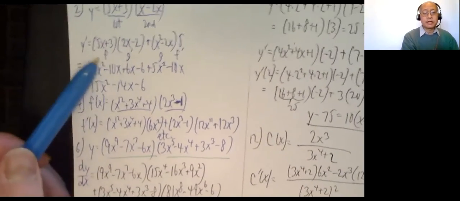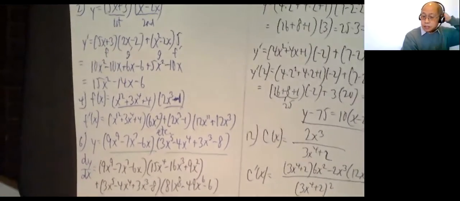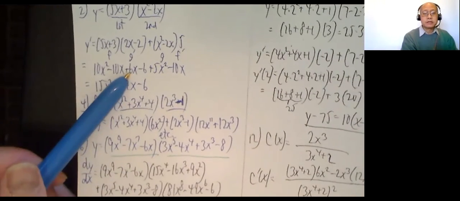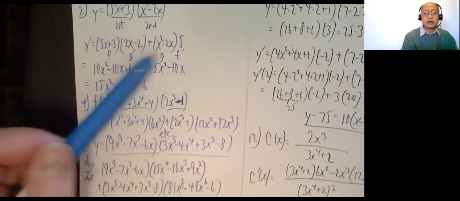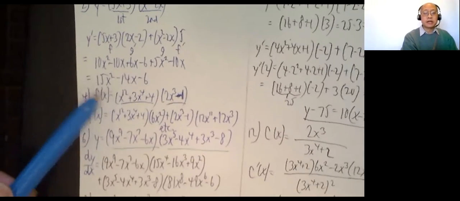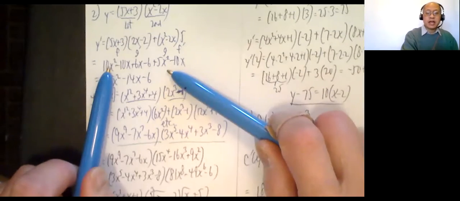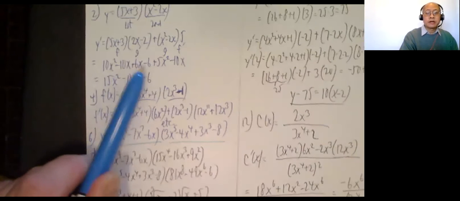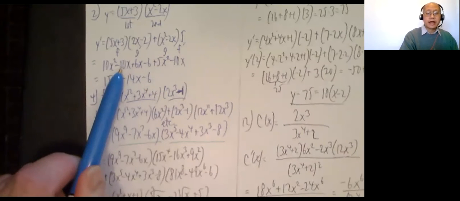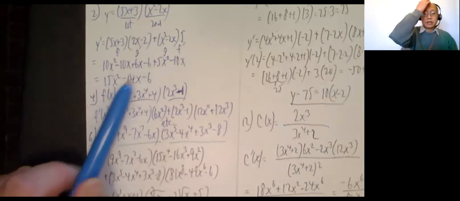So let's see, I just FOILed this out, right? So 10x squared minus 10x plus 6x minus 6. And distribute this: 5x squared minus 10x. Gather like terms. So these two give me 15x squared. And then that one, and that one: negative 10 plus 6 minus 10 is a negative 14x. And then the only number I have is negative 6. So there we go.